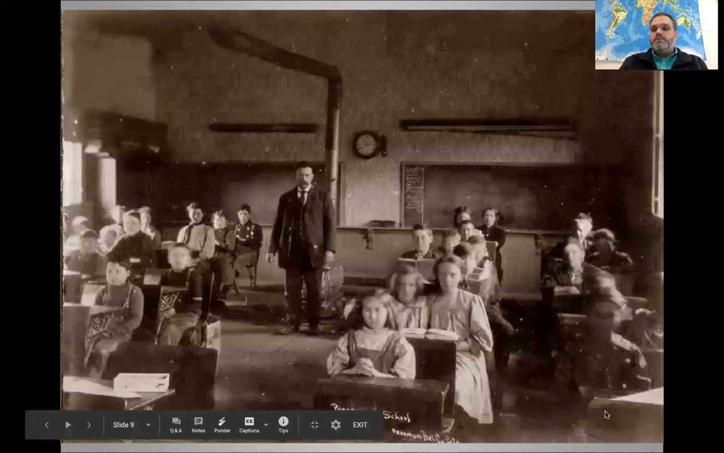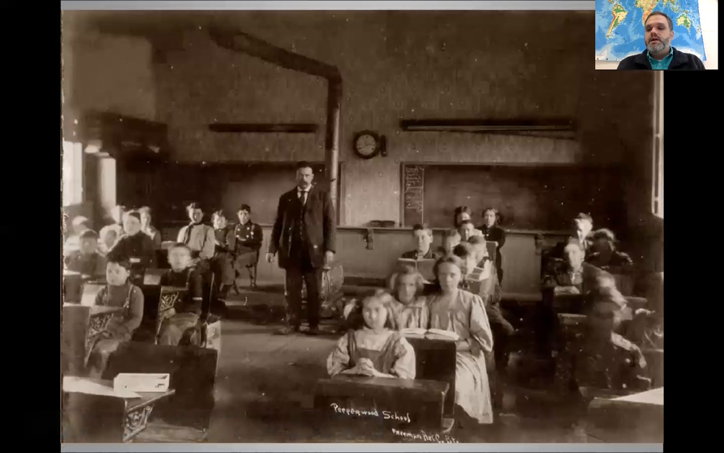There's another picture of a schoolhouse. This is the Pepperwood School in Pepperwood in Humboldt County, California. The rewards of getting an education allowed well paid workers to buy homes, cars, and build communities. And that's kind of building up to the middle class that we're going to talk about in just a little bit.